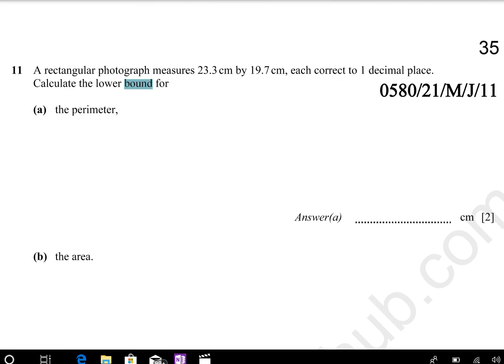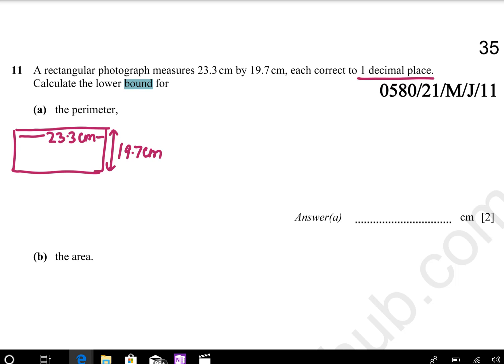Now this question here has been taken from June 2011, paper 2-1, and that's question number 11. A rectangular photograph measures 23.3 centimeters by 19.7 centimeters. So let me just make a small sketch out of it. Okay, so the length is 23.3 centimeters and the breadth is 19.7 centimeters. Each to correct one decimal place, meaning 1 dp.